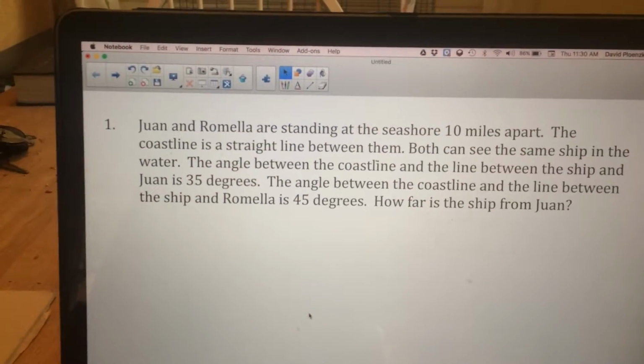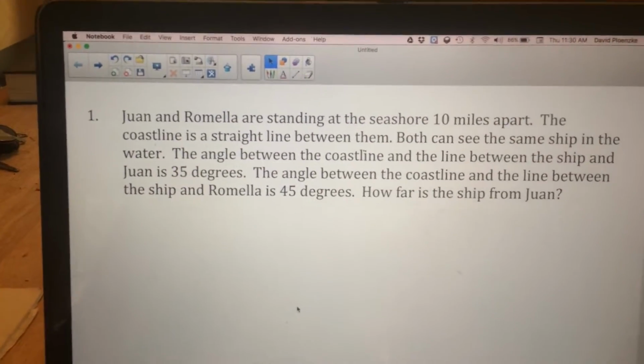Hi everyone. Today we're going to look at a problem that uses either the law of sines or the law of cosines to solve an application problem. So let's see what we got here. The problem we are given is the following.